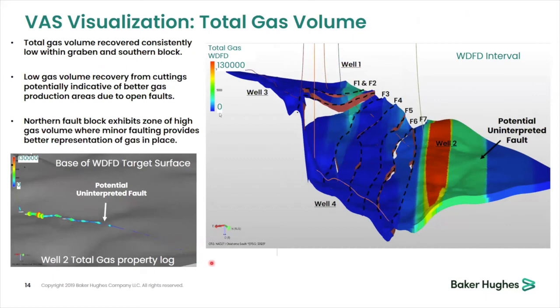Now we're going to take a look at the total gas volume. We can see the volume recovered is pretty consistently low within the graben and the southern fault block. This low gas volume recovery from the cuttings is potentially indicating that we have better gas production areas due to those open faults. The northern fault block zone is exhibiting high gas volume where we're getting minor faulting, and we think it provides a better representation of the gas in place within the reservoir.